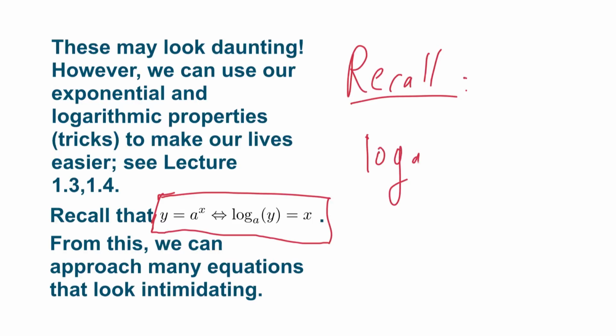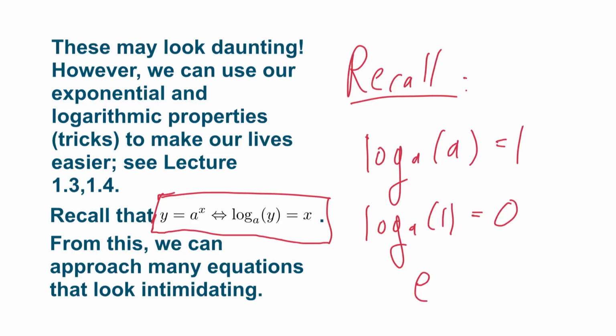log base a of a equals 1, log base a of 1 equals 0, and a to the 0 equals 1, and a to the 1 equals a. Just our basic principles for exponentials and logarithms. We might have to use these as we try to solve equations. So if you don't remember these properties, it can be difficult to do the last step for some of these problems. So let's take a look here.